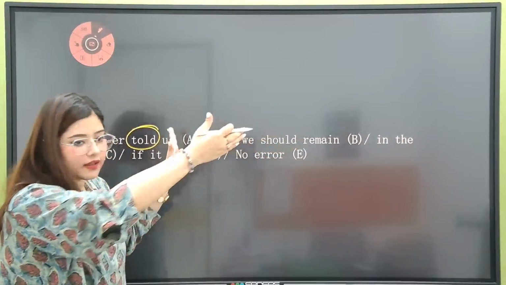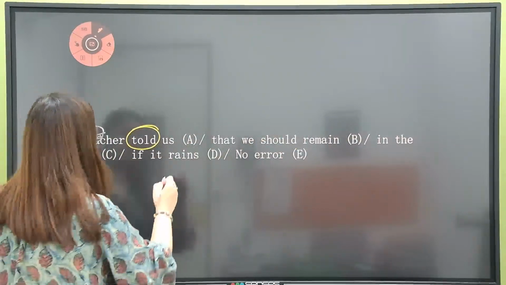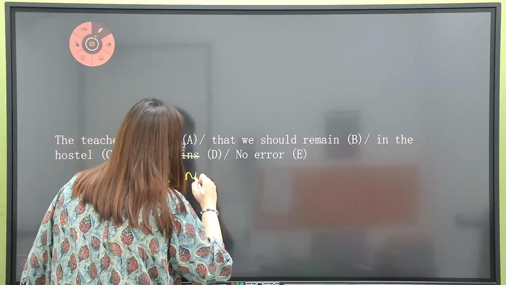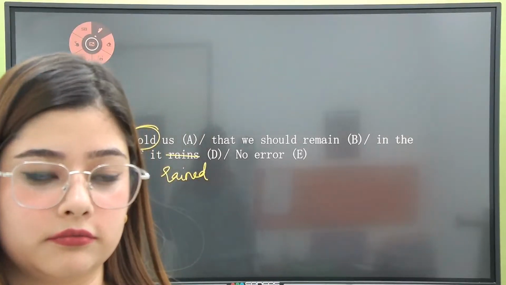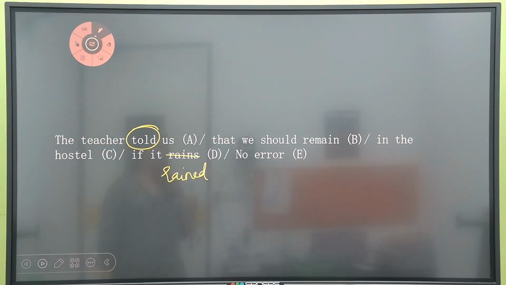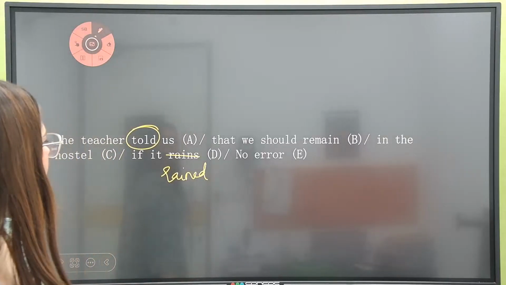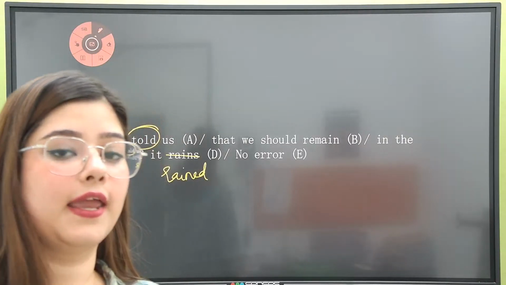This is a suggestion that the teacher gave. If it rained. The teacher told us that we should remain in the hostel if it rained.